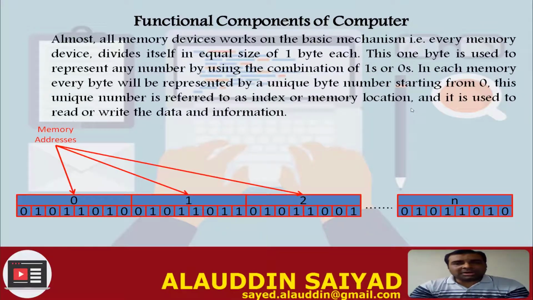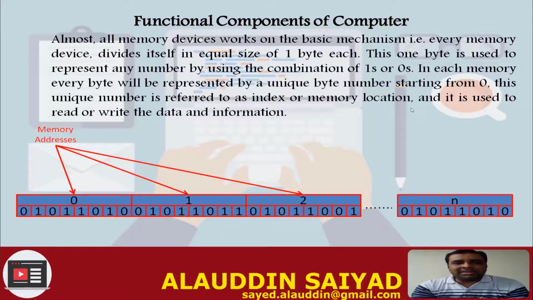Almost all memory devices work on the basic mechanism that every memory device divides itself into equal sizes of 1 byte each. So the memory is actually divided into 1 byte each, while every byte has a byte number. This byte number, or in other words a memory address, basically identifies the block during processing, and each block of 1 byte consists of 8 bits within it, which stores the information in the form of 0 and 1. This 1 byte is used to represent any number by using the combination of 1s and 0s.